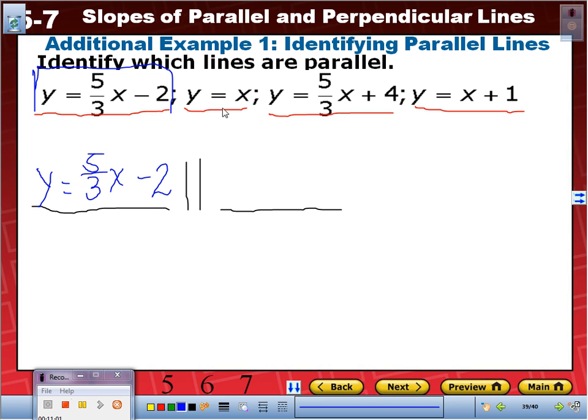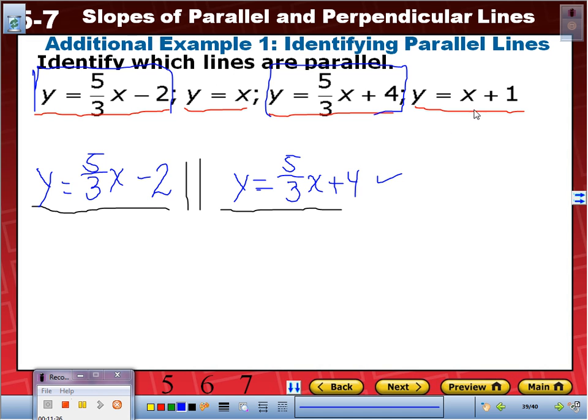So I'm going to scan this, and let's see, is this one the same slope? No. How about this one? Yes. So therefore the other equation that's parallel to this one is y equals 5/3 x plus 4. Do they have the same slope? Yes. Do they have different intercepts? Yeah, so these 2 are parallel. Okay.